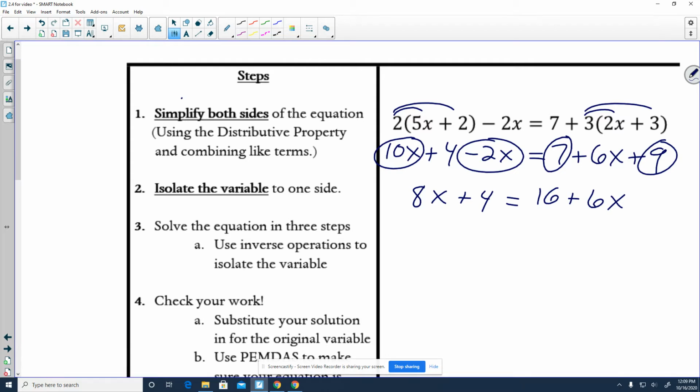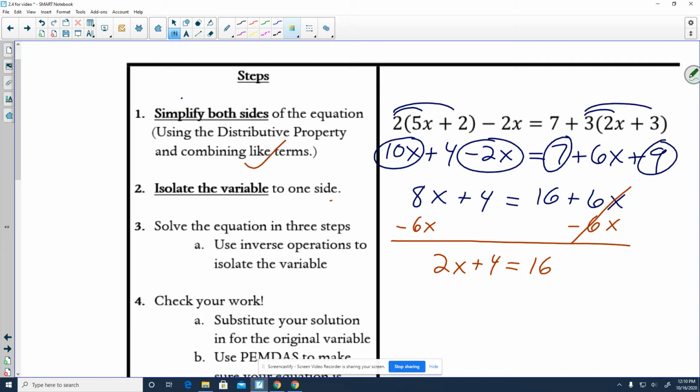Okay. So now I need to get the variables on one side. So the first step is done. I simplified both sides by using the distributive property and combining like terms. Now I need to isolate the variable on one side. So I'm going to subtract 6x to keep our variable positive. Okay, these are going to cancel. It's going to leave me with 2x plus 4 equals 16.